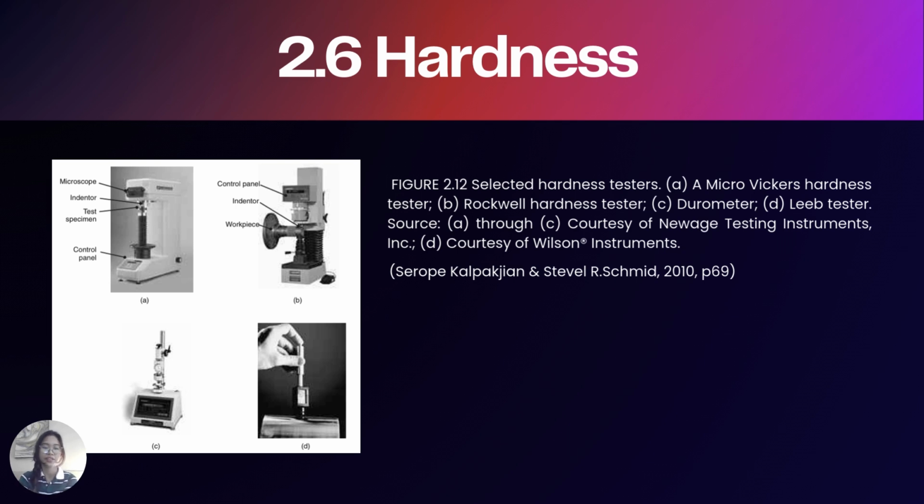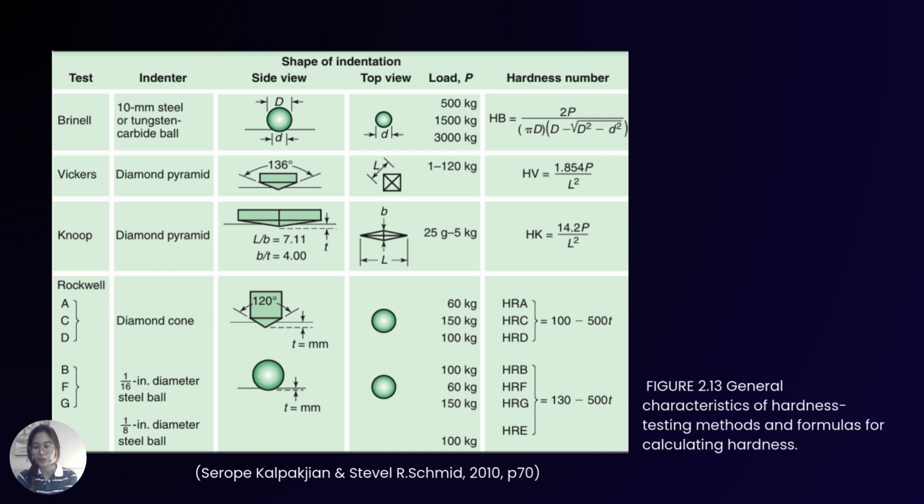Hardness is especially important in manufacturing because it often gives a quick estimate of material strength and wear resistance. That's why hardness tests are used extensively for quality control in industry. Shown in the slide are the general characteristics of hardness testing methods and the formulas for calculating hardness.